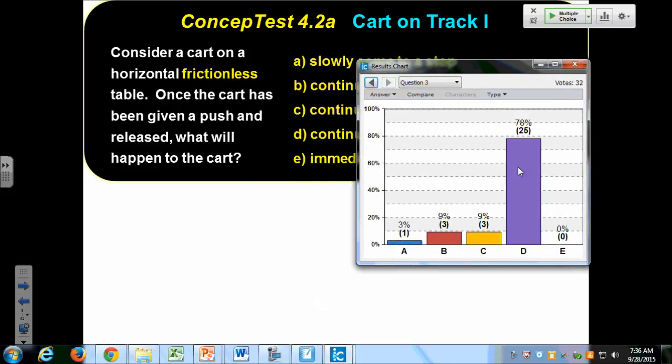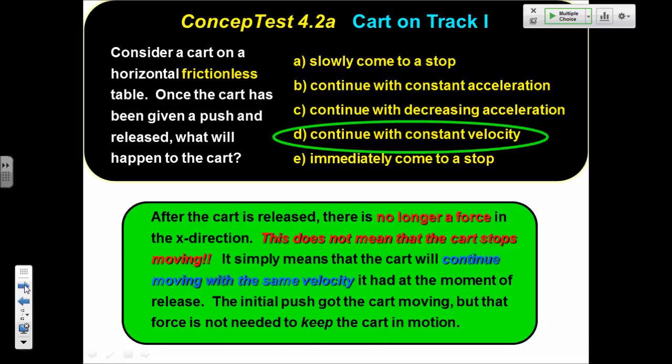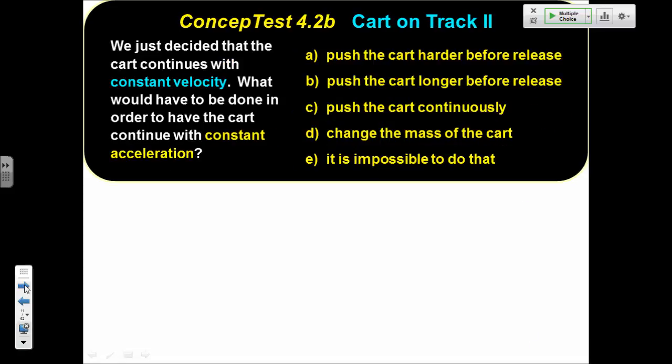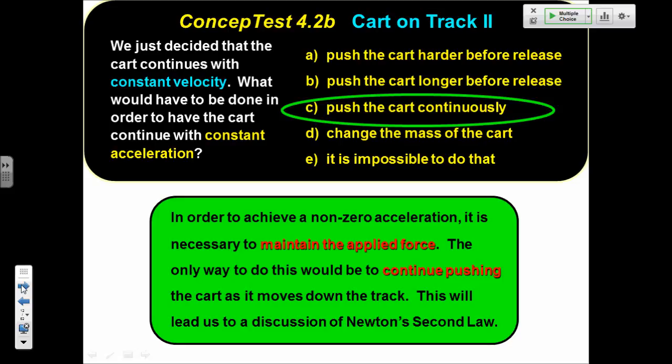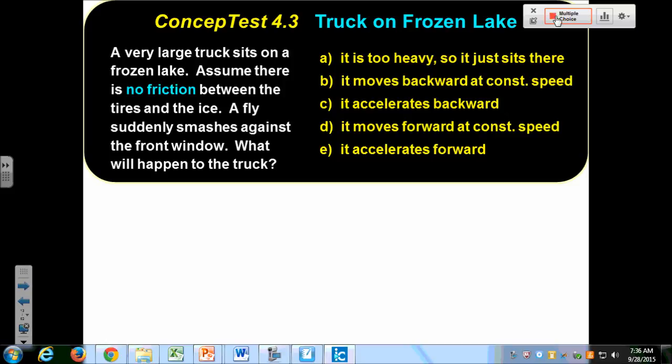Okay, very good. If there's no net force, it's going to continue on with zero acceleration. So D is the right answer there. Just harking back to Newton's second law. To have constant acceleration, I'm going to have to push the cart continuously. See, that's just Newton's second law. I'm going to skip this one. It's pretty straightforward. Let's try this one.